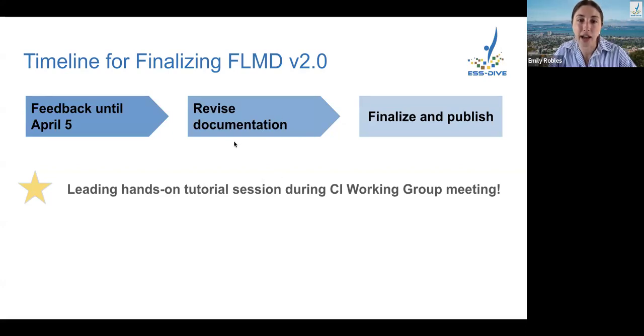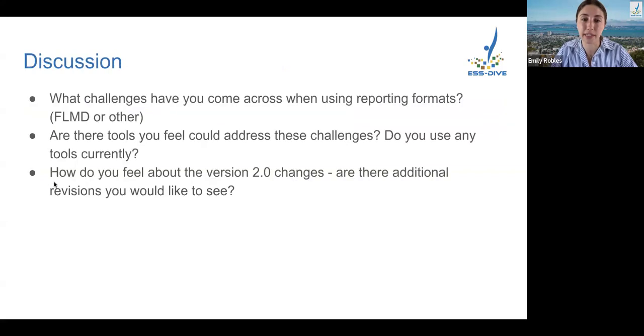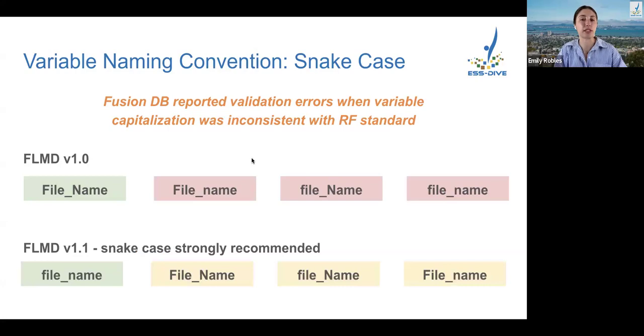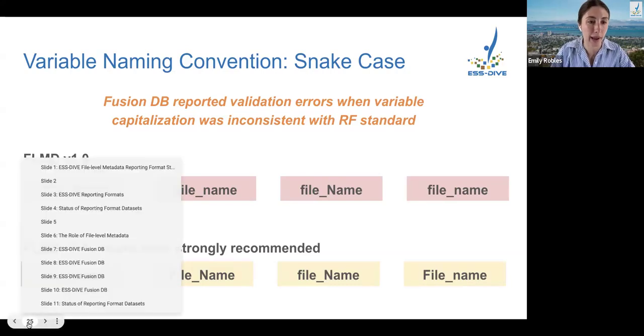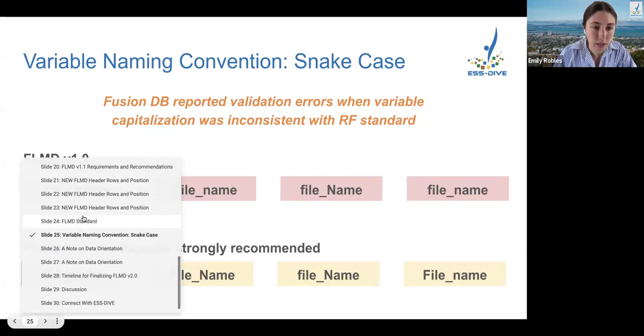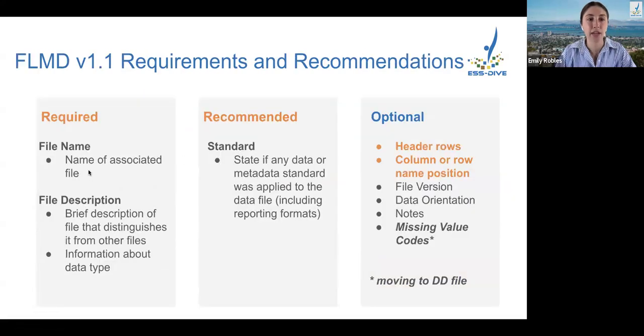I see your question. Does the snake case naming convention apply to just variables or also to data file names? So this is just to variables. These are just the fields within the file level metadata reporting format, just these required fields. Hopefully that helps to clarify.